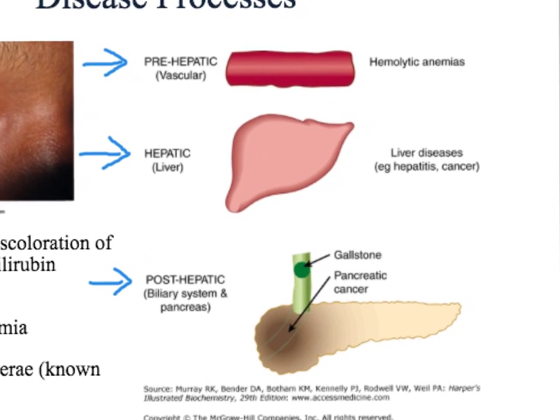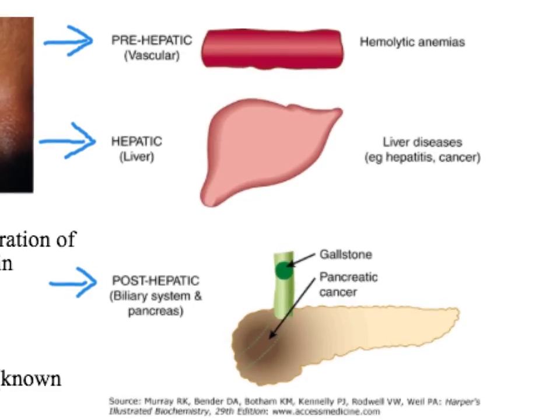Prehepatic jaundice is due to excessive destruction of red blood cells. That will be associated with an increase in the production of bilirubin, and the bilirubin is produced so quickly that it can't be processed fast enough by the liver. So that will lead to an increase in the circulation of indirect or unconjugated bilirubin. So this will be an increase in indirect or unconjugated bilirubin.